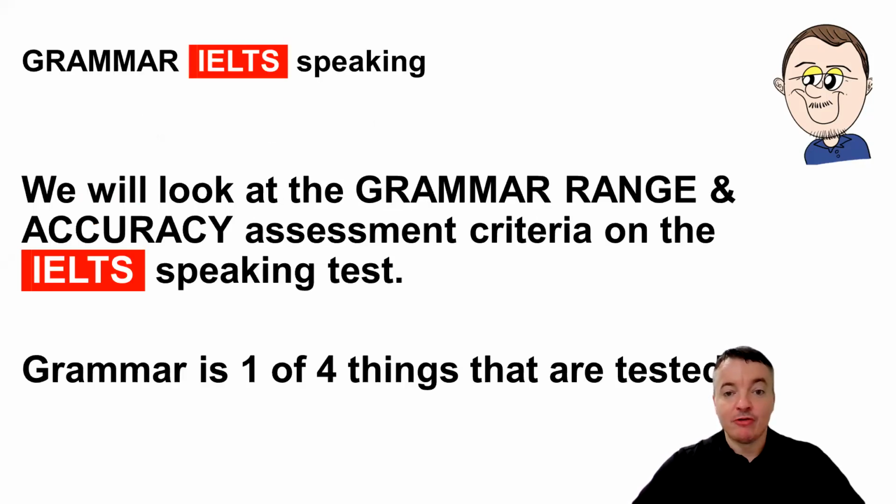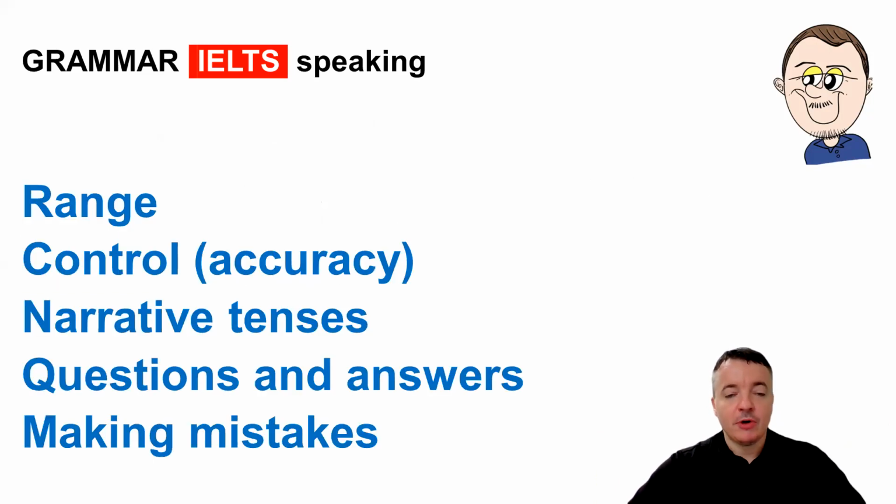Today, we will look at the grammar range and accuracy assessment criteria on the IELTS speaking test. Grammar is one of the four things that are tested with pronunciation, fluency, and vocabulary. There are links to those videos in the description. So we're going to focus on these five things: range, control, which means accuracy, narrative tenses, questions and answers, and making mistakes.